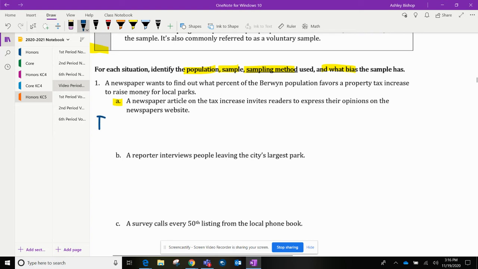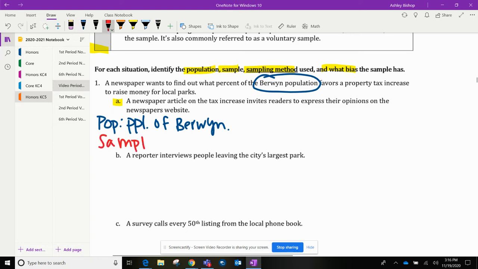So the population here, remember, is the group of people that is not readily accessible. I'm not able to go and sample all of these people. Well, the people that I'm trying to figure out about are the Berwyn population. So my population is going to be the people of Berwyn. And that's my population, but my sample is the people that I can reach.